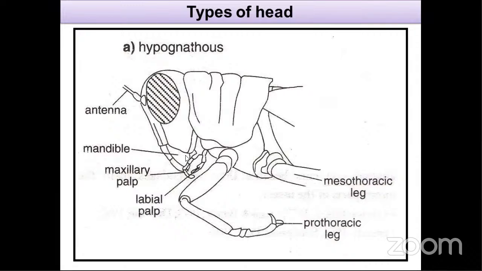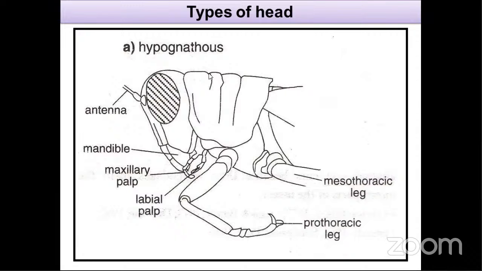So this is the head region. This is the body region. So you can see here the head is vertical in position, a straight line, and the body is horizontal. 70 degrees is there.